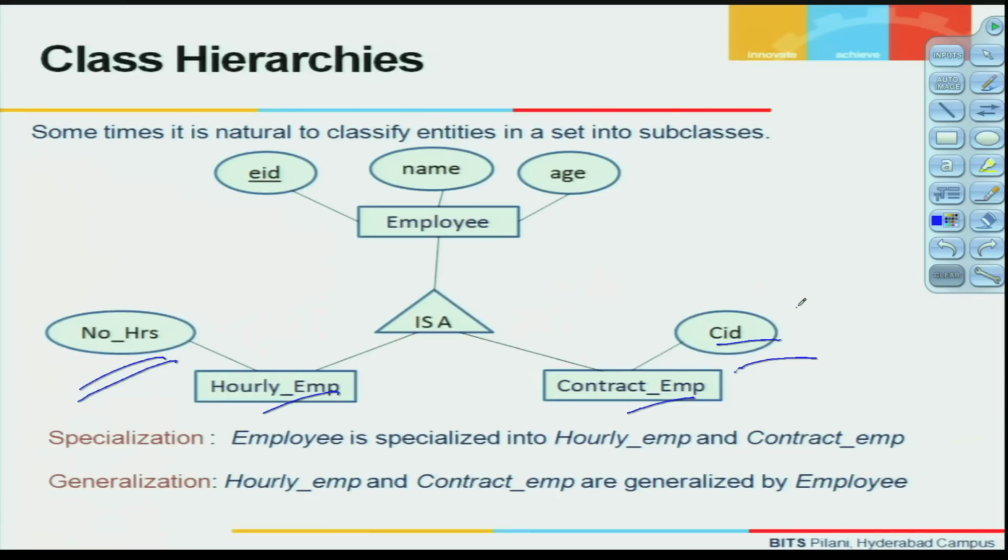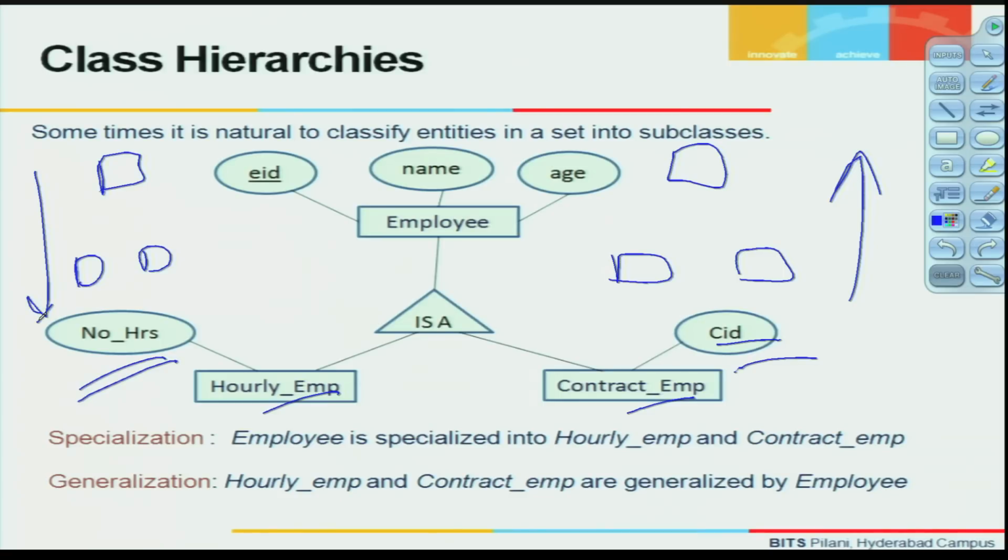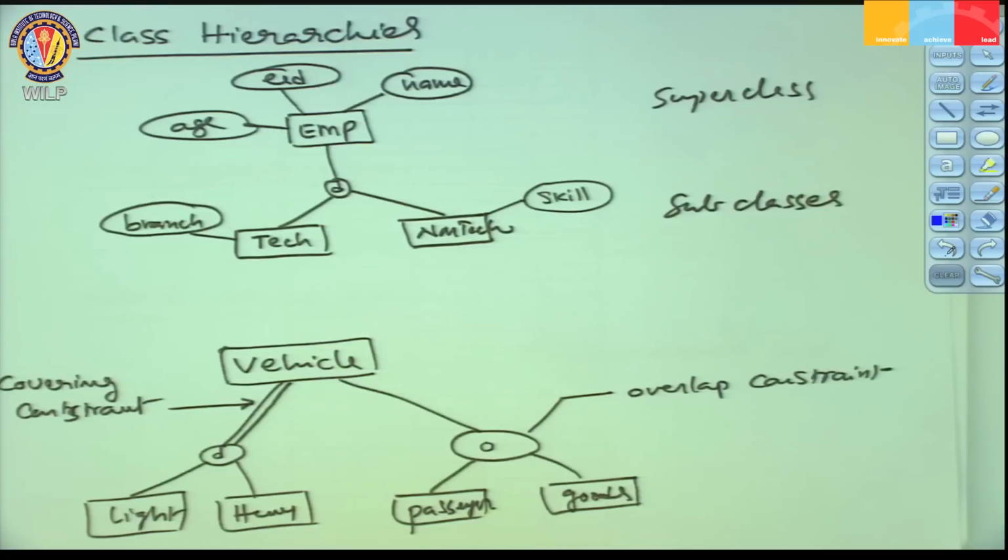Now, when you have subclasses first and then derive a superclass, it is called generalization. We say that hourly employee and contract employee are generalized by the employee entity type or superclass. If we have the superclass first and then derive subclasses, it is called specialization. Both specialization and generalization lead to class hierarchies. Now let us look at one more example for class hierarchies. Here I have an employee entity type which has age, employee ID and name. Of course, employee EID should be underlined because it is the key.